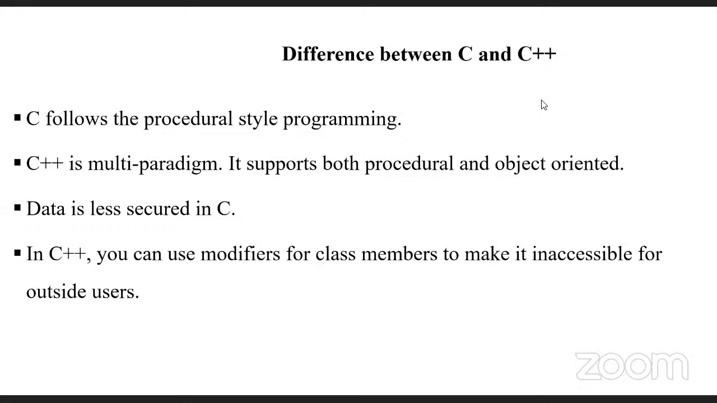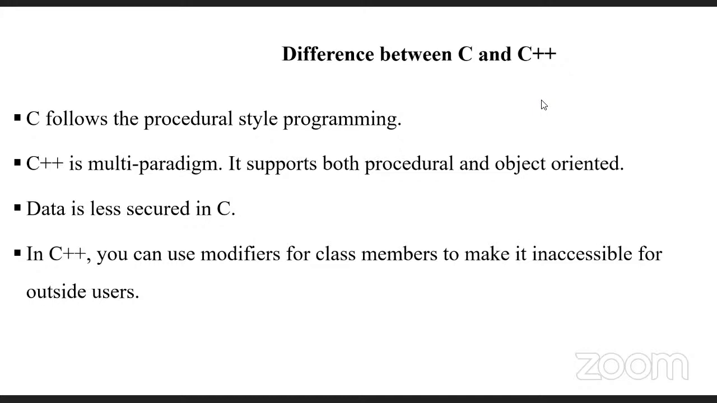But in C programming it is procedure oriented. What is procedure oriented? An example of procedure oriented languages is COBOL and Fortran. But C++ is object oriented. For example, Java, Python, and C++ are object oriented programming languages.